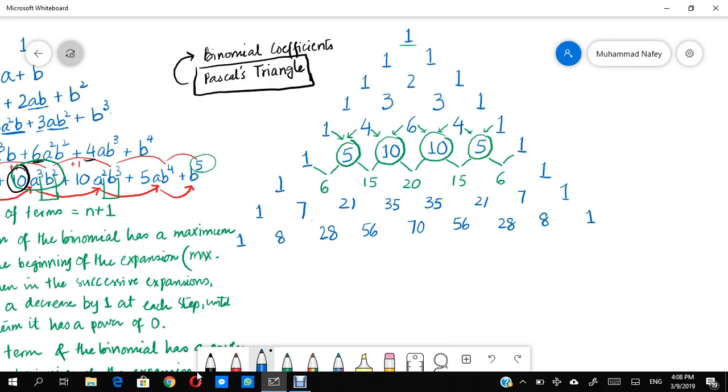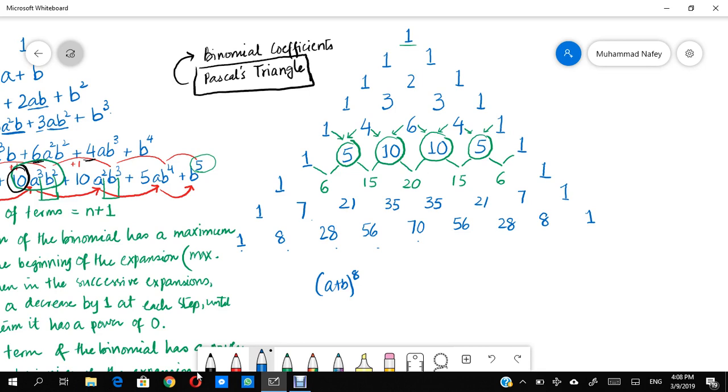And there must be some pattern that we can use to determine, let's say, the coefficient of the fifth term in the expansion of (a + b)^8. I'll just write down what I said: (a + b)^8. I want a shortcut method to find out the coefficient of the fifth term. The first term, second, third, fourth, and fifth. I need to have a shortcut.